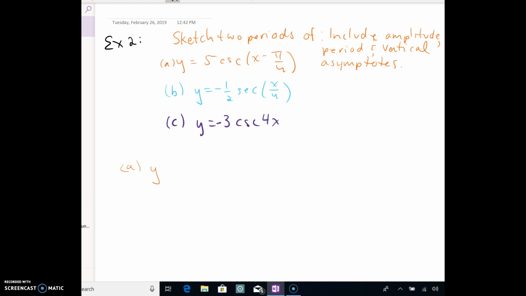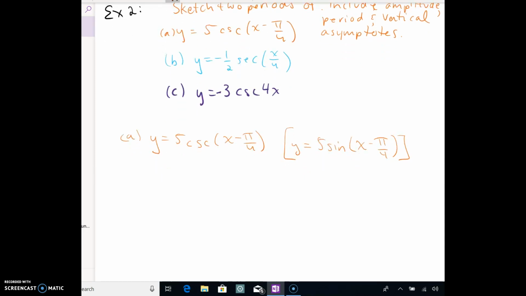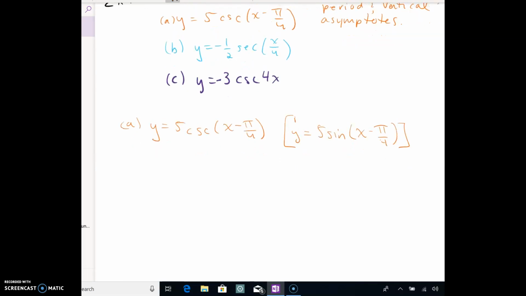So we want to sketch 2 full periods, and in that we want to include the amplitude, the period, and any vertical asymptotes that it has as well. Anytime we're sketching either cosecant or secant, the first thing we want to do is sketch their reciprocals, and cosecant goes hand in hand with sine. So I'm going to use the graph of y equals 5 sine of x minus pi over 4 to help me figure out what the graph of y equals 5 cosecant of x minus pi over 4 looks like. We're going to start here, and use that information to end up over here.